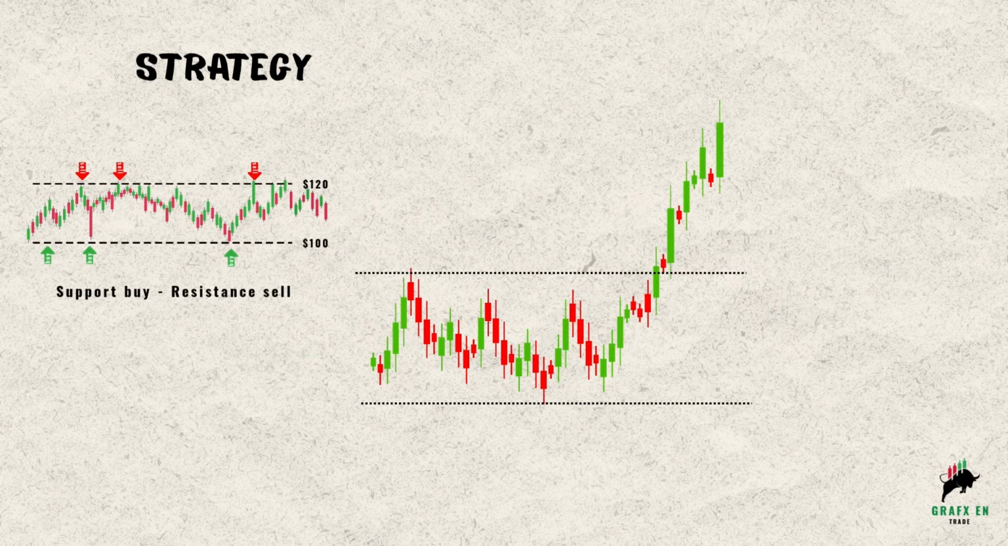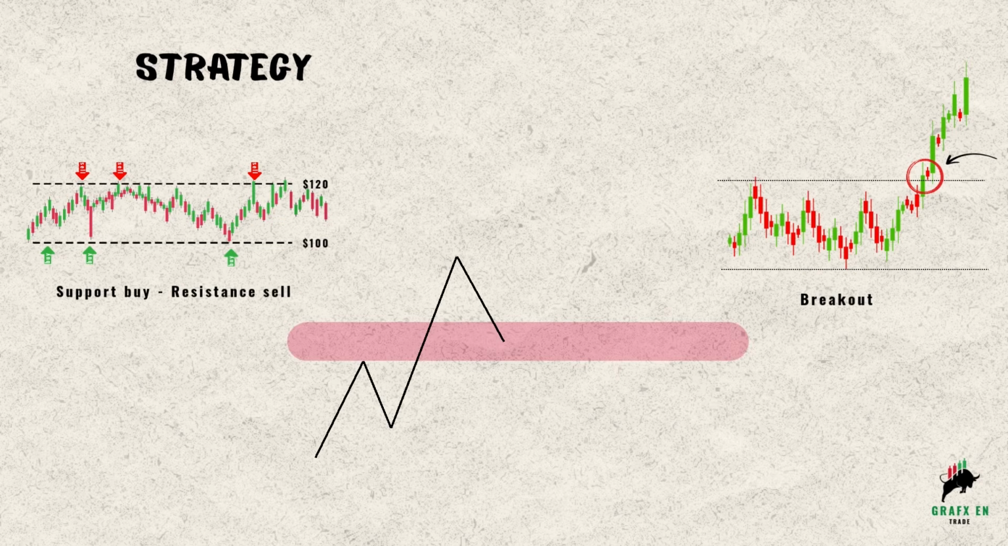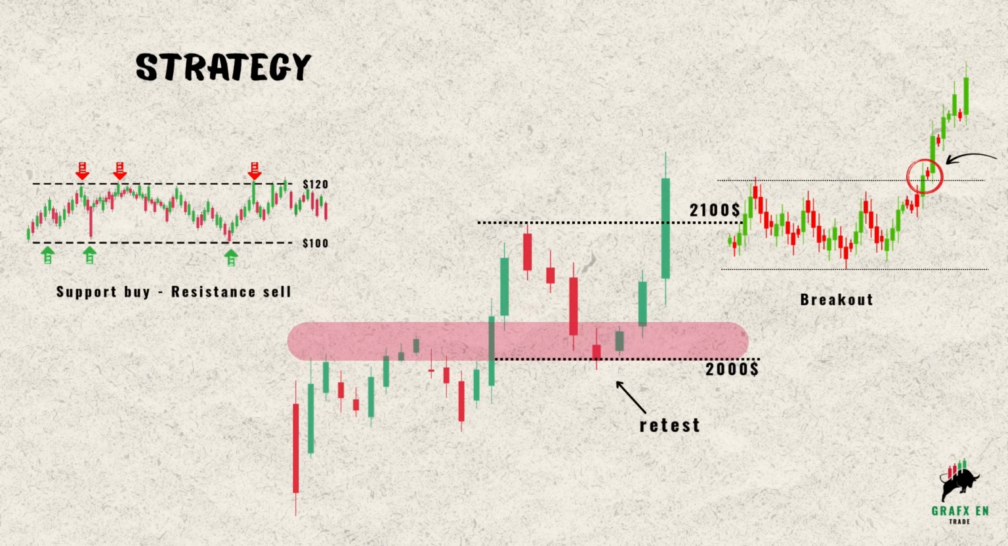The second strategy is the breakout strategy. If the price breaks above resistance, this may signal the start of a new uptrend. As mentioned, volume is crucial. A resistance broken with strong volume is more reliable. The third strategy is the retest strategy. After breaking a level, the price may return to test it. For example, if $2,000 resistance is broken and the price rises to $2,100, then comes back to $2,000 and holds, trading at this point is safer, as the market has validated the level.